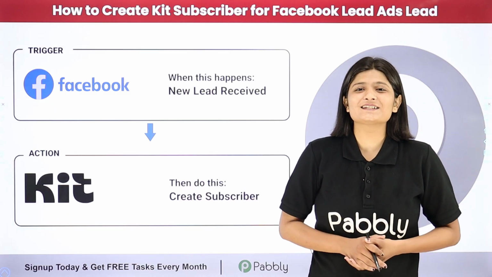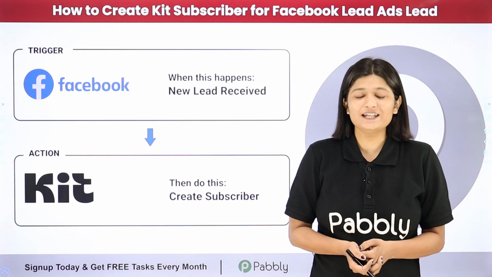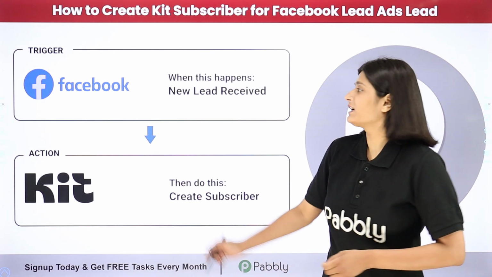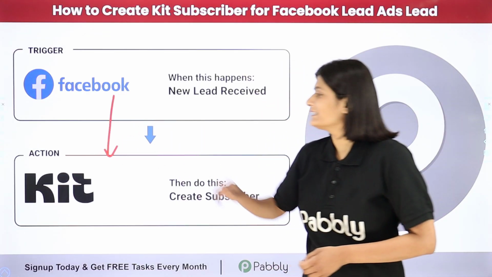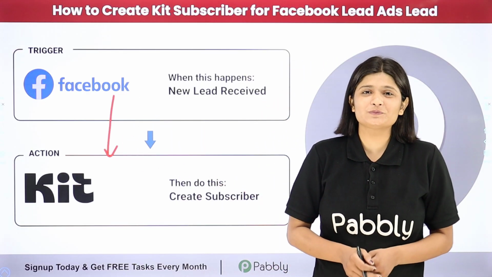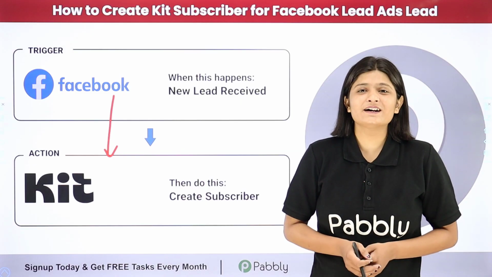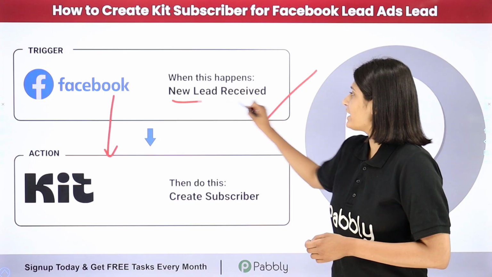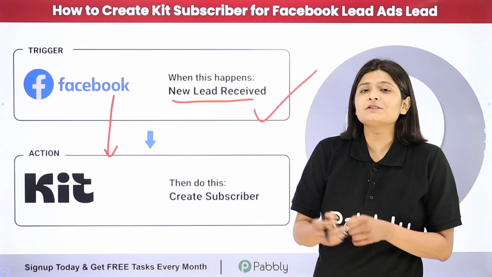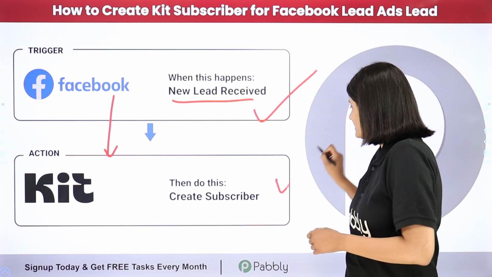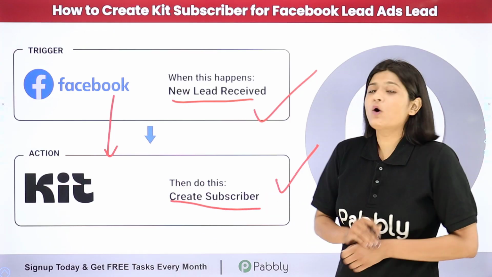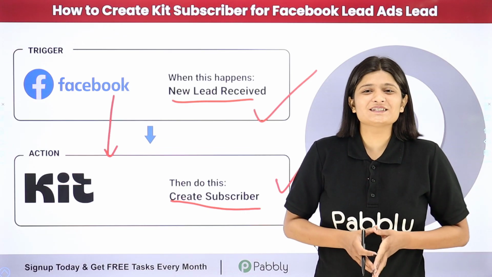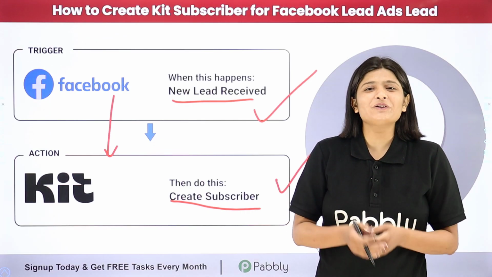Pabbly Connect is an amazing automation and integration software which requires no coding or programming skills. Here I just need to build a connection between Facebook lead ads and Kit. Pabbly Connect runs on two principles, which are trigger and action. As my trigger application, I am going to take Facebook lead ads, from where I will receive new leads, and then in my action application I am going to take Kit, where the subscriber will be created automatically as soon as the new lead is received. If you want to learn this amazing automation step by step, then let me take you all to my screen.